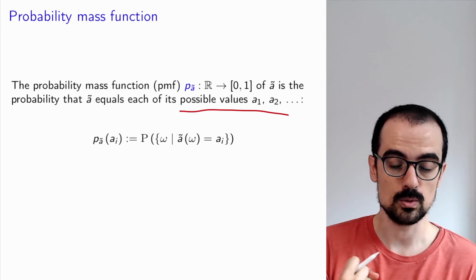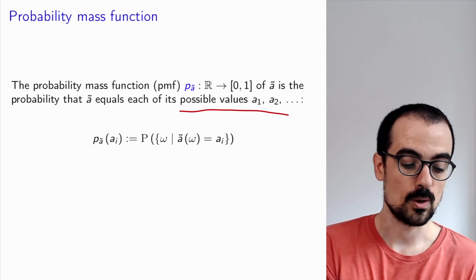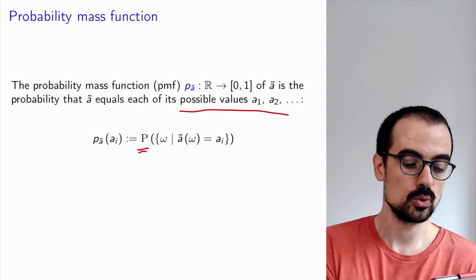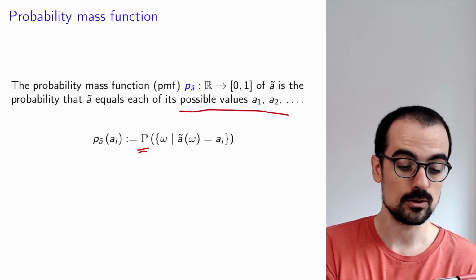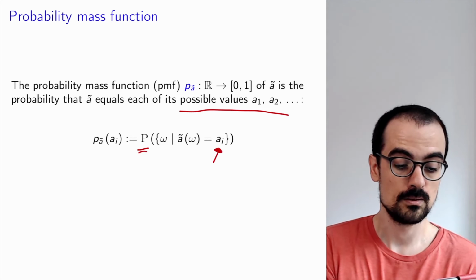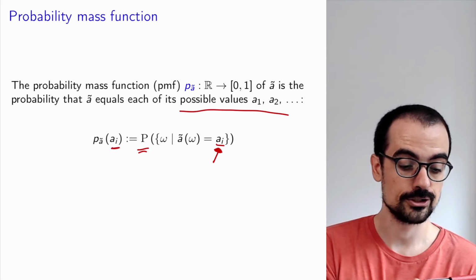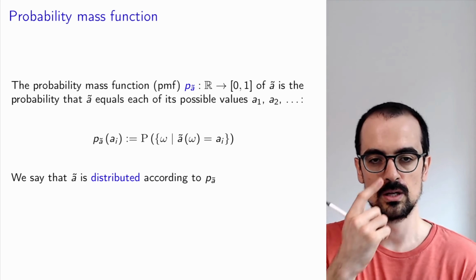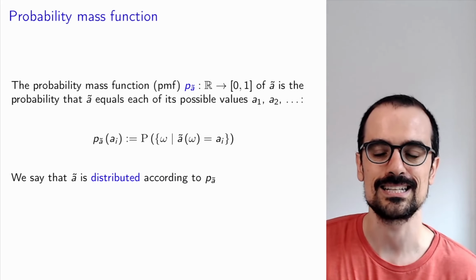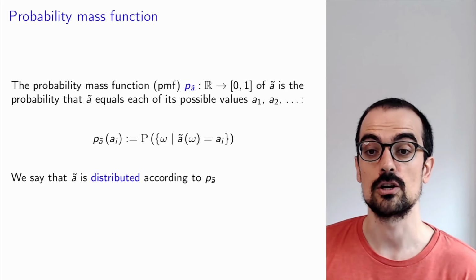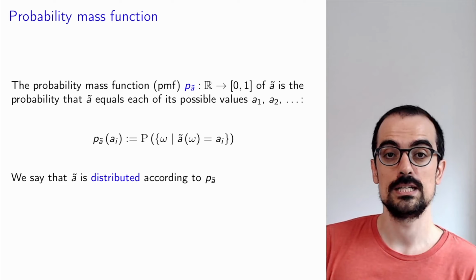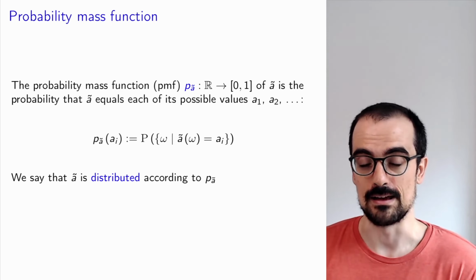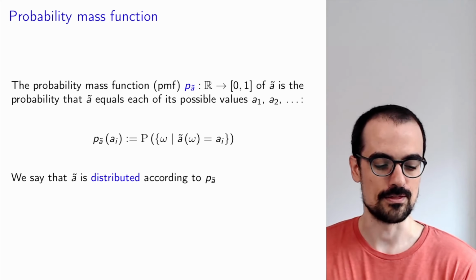Mathematically, what is this equal to? Well, it's the probability assigned by the probability measure of our probability space to the event that contains all of the outcomes that are mapping to that particular element of the range. Let's take a look at a picture. Well, before we look at a picture, I will say that, as we will see, this characterizes completely the behavior of the random variable. So we usually say that A is distributed according to its PMF. The PMF completely characterizes the random variable.